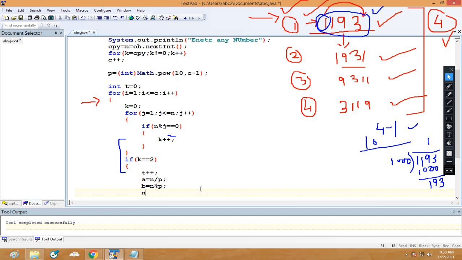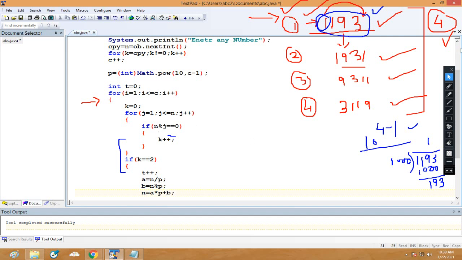Then we are going to make a new number, that is n was 1193. So this time what do you want to do? Who will tell? Yes, come on. A into what? Math.pow. Yes, Sarthak Pandey. Then comma, we can directly do this P. Am I clear? Plus B.